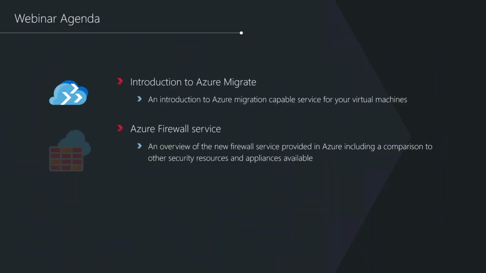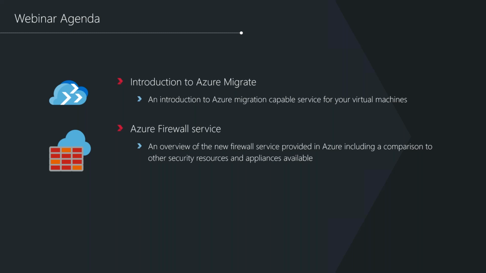So in today's agenda, we're going to talk a little bit about Azure Migrate, which, as it says in the title, is a migration capable service for your virtual machines from on-premises, and how you can use this service to assist a migration of virtual machines into the Azure environment. And we're going to talk a little bit about Azure Firewall and kind of comparative services to Azure Firewall that exist in Azure at the moment.